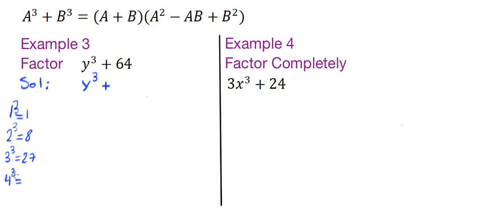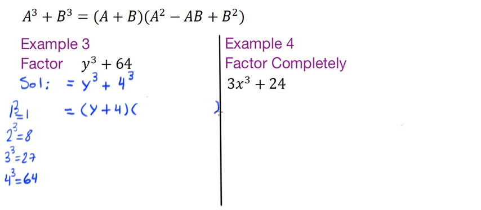So the next should be 4 to the third power. 4 times 4 is 16. 16 times 4, 64. So there it is. So 64 can be replaced by 4 to the third power. So we get this form. And we have a formula to factor this form. So the sum of two cubes factors as y plus 4. Remember, you write first whatever you get when you ignore these two exponents. So y plus 4 here.